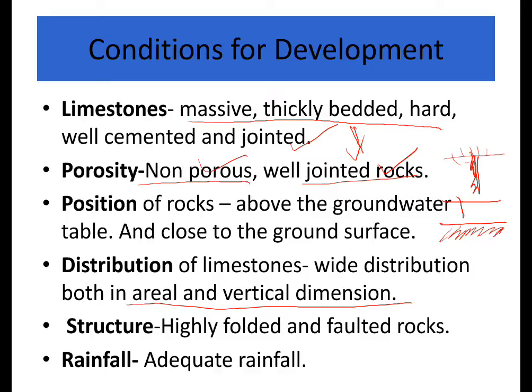The limestone structure can be highly folded or faulted rock features, and adequate rainfall is necessary for the development of karst topography.